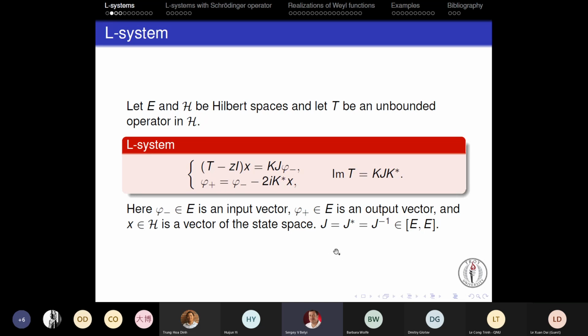If it becomes unbounded, there are many problems associated with that, in particular satisfying this condition for the imaginary part of operator T, because for the case of unbounded operators, it's not even easy to define the imaginary part, since the domain of the adjoint could be different from the domain of the original operator.